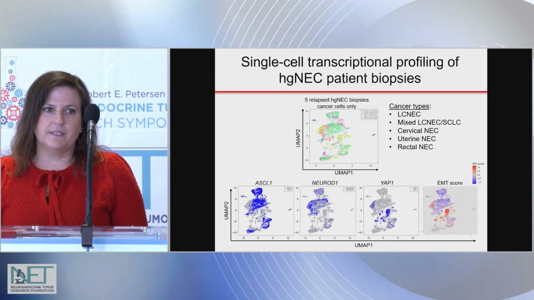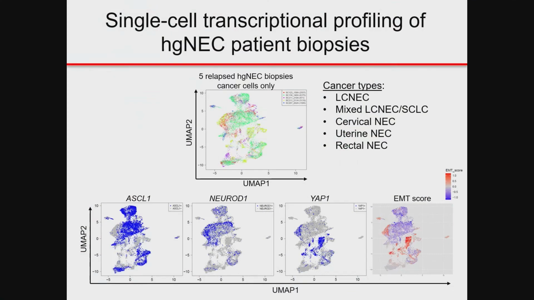Additionally, for the samples that we collected at MD Anderson, we performed single-cell transcriptional profiling for a number of the patient biopsies. So this is looking at the cancer cell populations only. So we've removed the immune cells from these plots. And at the top, this UMAP plot is color-coded by the patient or the site of cancer. And you can see that even though these come from lots of different sites, there's similar transcriptional patterns to the cells, which we thought was promising for our work.